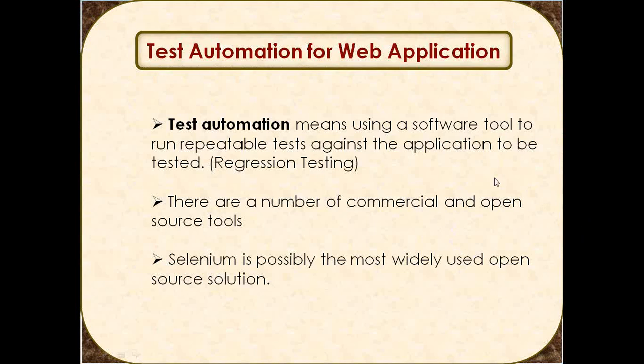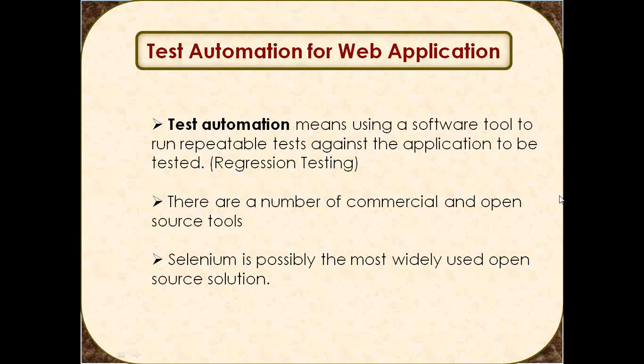Before going into the details of the Selenium automation tool, I would like to explain what automation is and what the different tools available in the market for automation are. Then I will explain Selenium. First, test automation means using a software tool to run repeatable tests. So whenever we have a regression or a release, we are going to run the test cases.